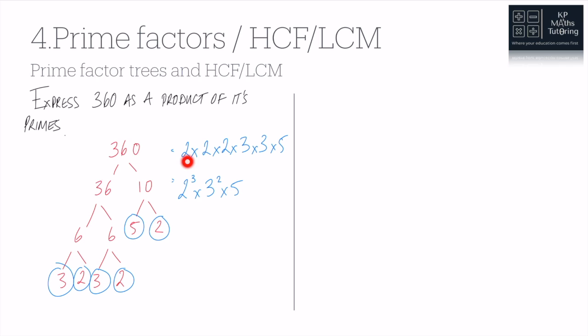times, because actually if I work this out, 2 times 2 is 4, 4 times 2 is 8, 8 times 3 is 24, and then effectively, when I do 24 times 3 and then times that by 5, I'll get 360 as well. So make sure you put a times sign.